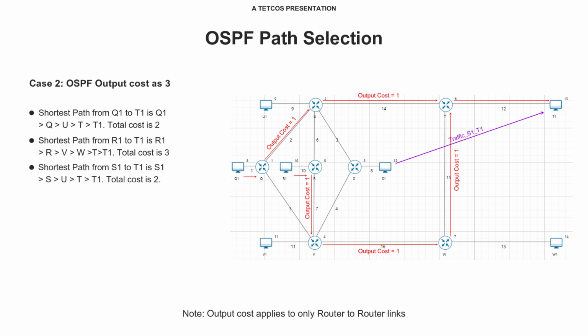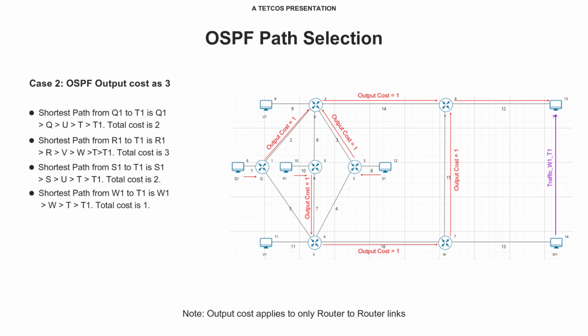The shortest path from S1 to T1 is S1 to S, then to U, then to T, and finally to T1. The total cost is 2. The shortest path from W1 to T1 is W1 to W, then to T, and finally to T1. The total cost is 1.